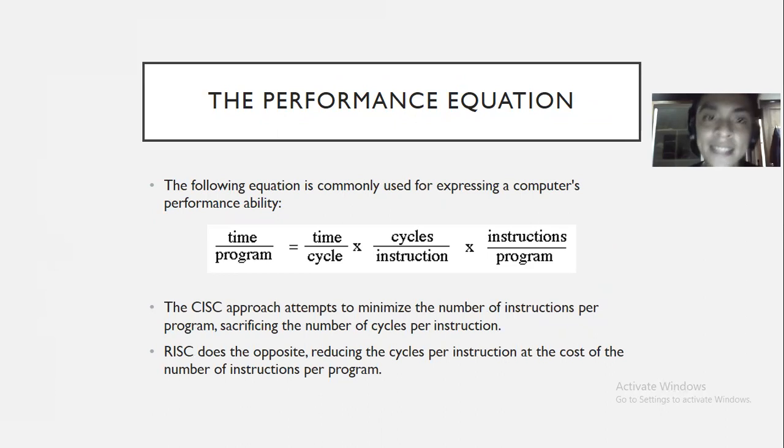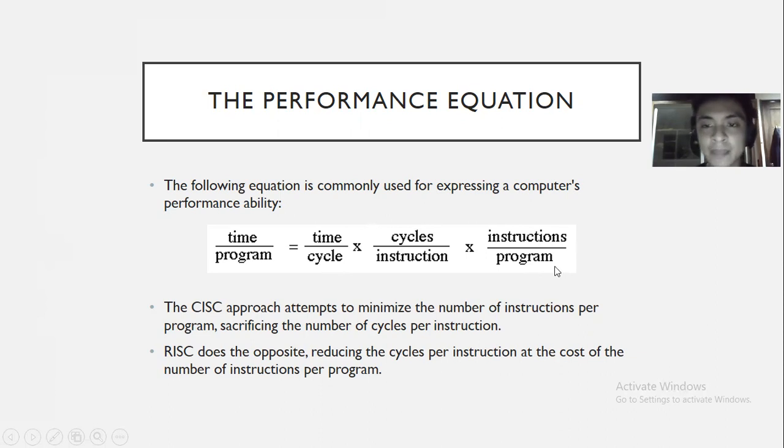Speaking of efficiency, let's tackle the performance equation. The following equation is commonly used for expressing a computer's performance ability. So the time per program equals the time executed per cycle, multiplied by the cycles per instruction, which is multiplied by the instructions per program.